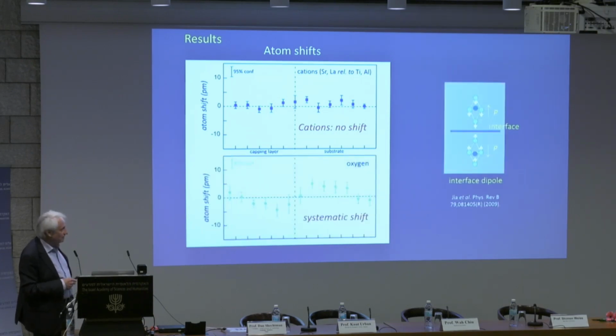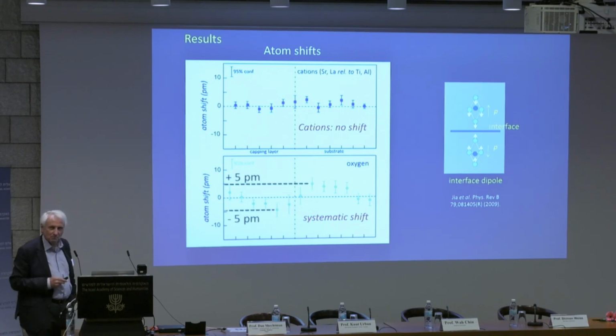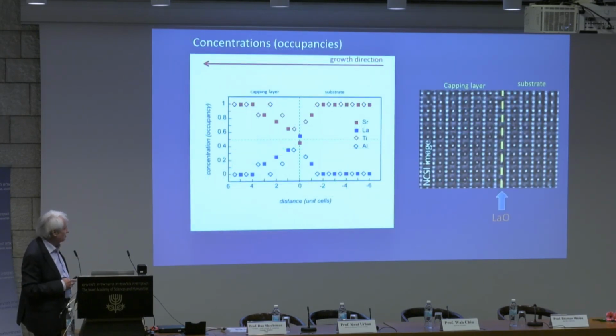But this is completely different for the oxygen. Oxygen is normally very mobile in these systems, and the oxygen is dragged into the interface. The cations stay behind, and the oxygen is moving towards the interface. And this gives a measurable effect, and the effect is very small, but it can be measured. 5 picometers is the shift of the oxygen into this interface.